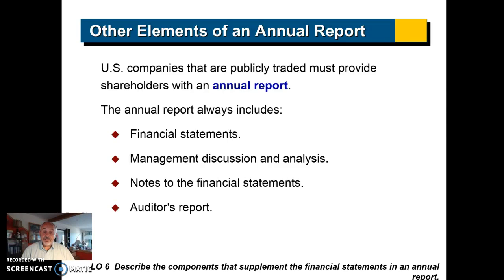Then the final thing is the auditor's report. The auditor's report is the report that the external auditors, and external auditors are accounting auditing firms that actually come in and audit the operations and the financial statements of the company, and then make an assessment of the quality of the financial statements. So let's look a little bit closer into these items.